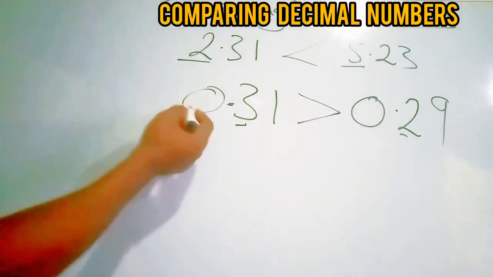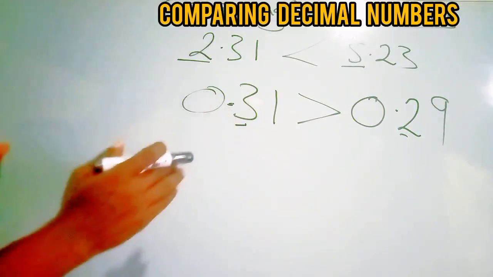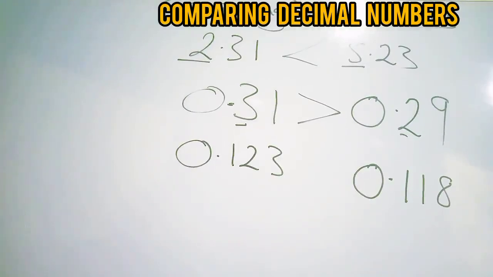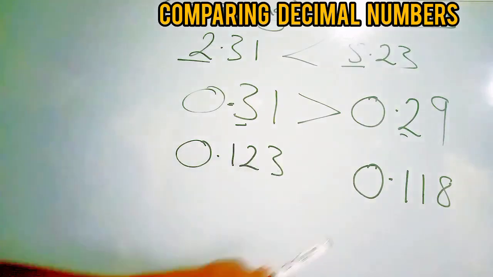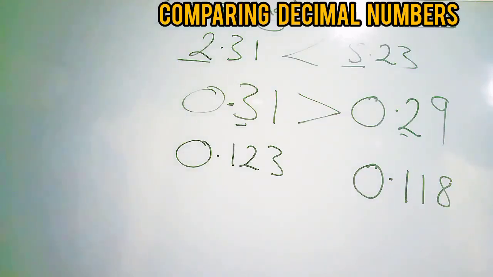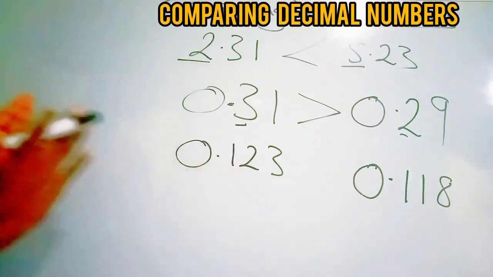How about if the whole number side is the same, then the first decimal side is also the same. What then do we do? Let's look at the next example. Okay. In this case, looking at the third example, you realize that this is 0.123, while the other one is 0.118. First of all, you look at the whole number column. The whole number here is 0, the whole number here is 0, so that one has cancelled.